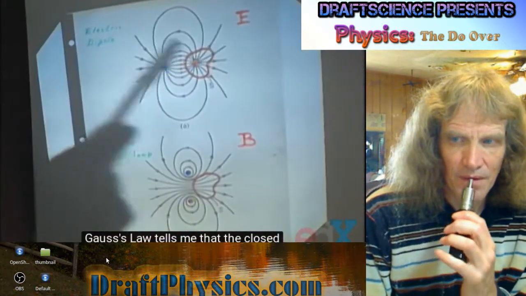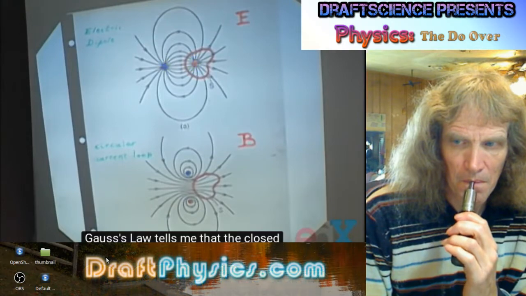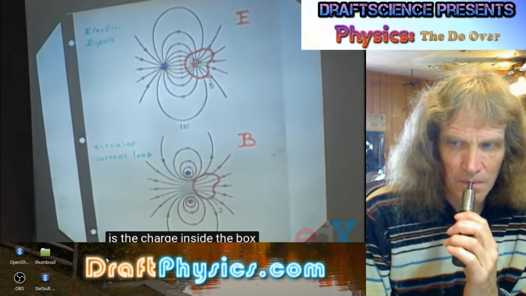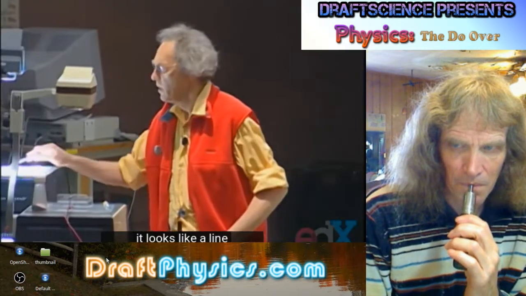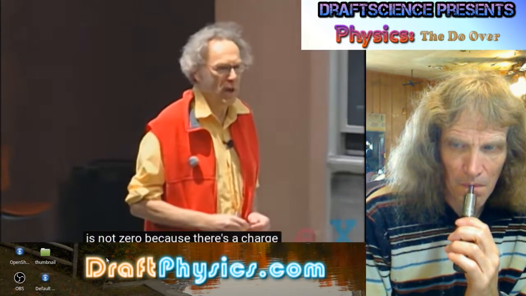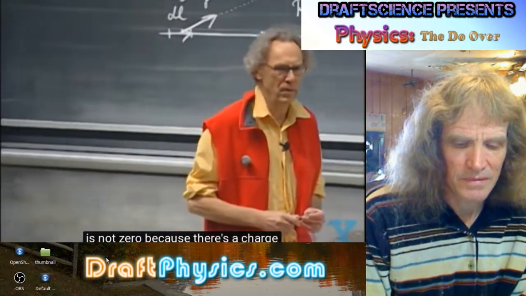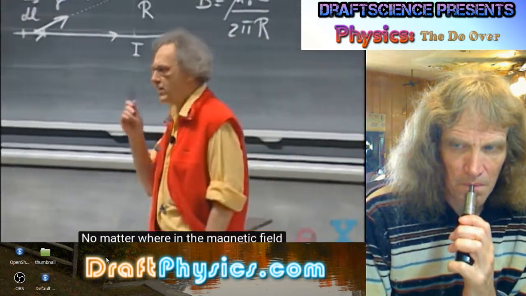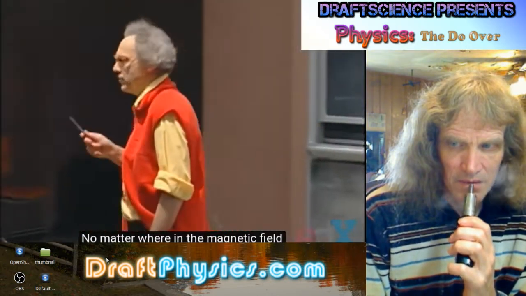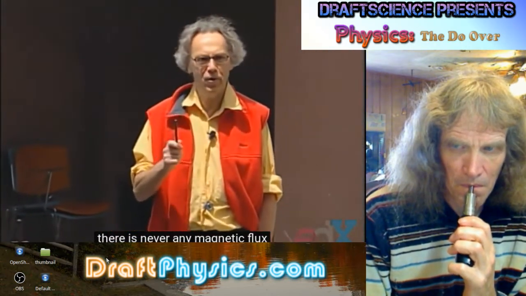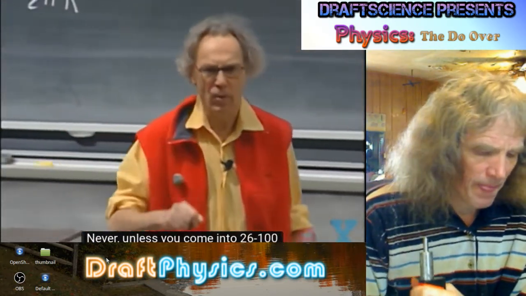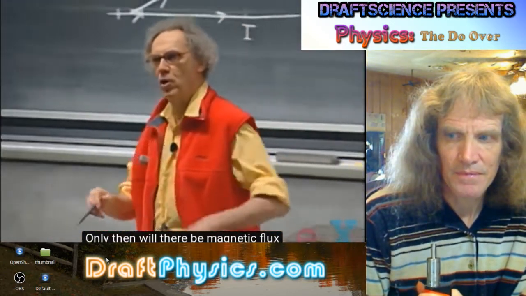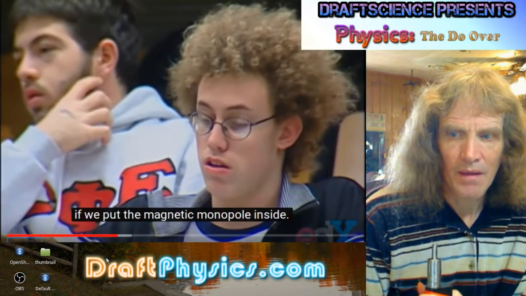Gauss' law tells me that the closed surface integral of the electric flux is the charge inside the box, divided by epsilon zero. And so if you have a closed surface here, it looks like a line, but I meant it to be a surface, then that closed surface integral of the electric flux is not zero, because there's a charge inside the box. No matter where in the magnetic field you make a closed surface, there is never any magnetic flux going through that surface. Never. Unless you come into 26100 and show me a magnetic monopole. Only then will there be magnetic flux coming out of a closed surface.